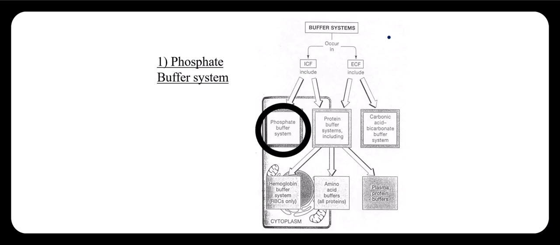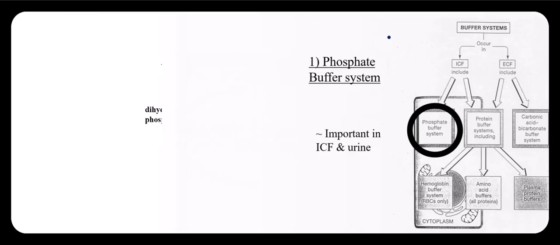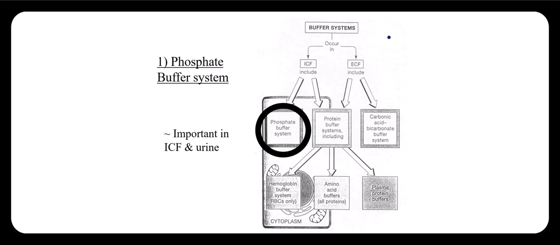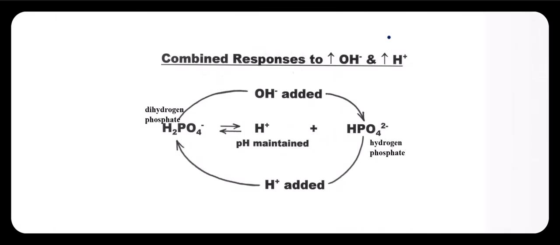Okay, let's talk about our first buffering system. We're going to talk about phosphate or phosphoric acid as a buffer. This one's important in the intracellular fluid. It's important in the kidneys, urine, things like that. I have it drawn here in a very circular form, but we're going to draw it in a more linear form. We tend to think linearly. It just is what it is.